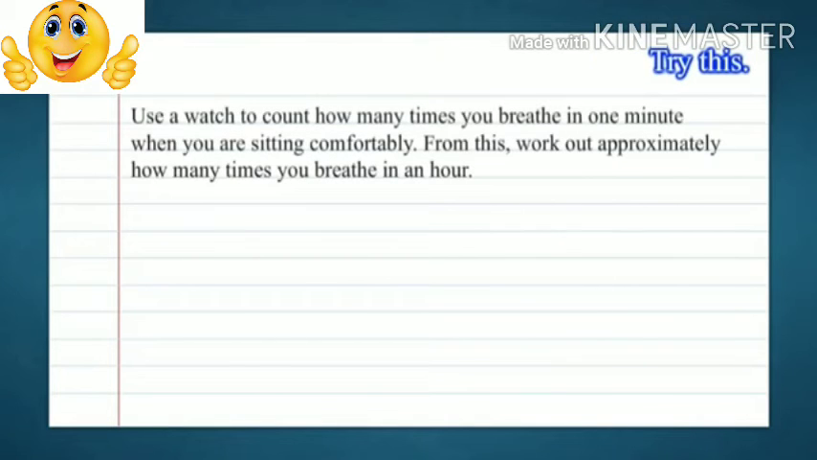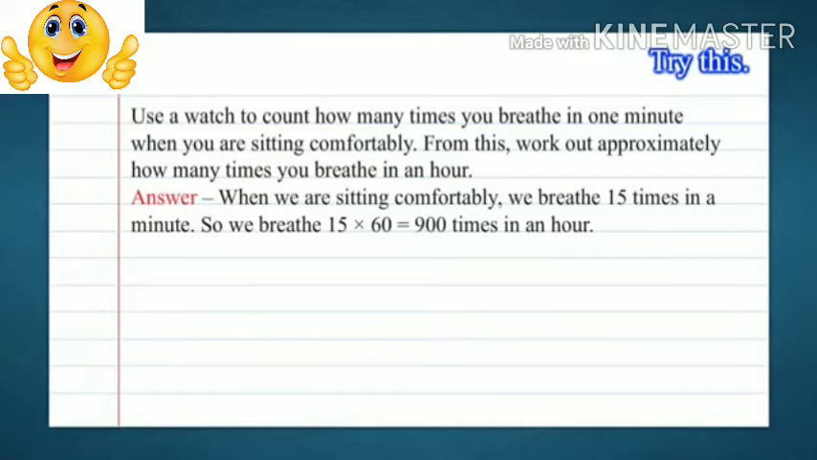Try this. Use a watch to count how many times you breathe in 1 minute when you are sitting comfortably. From this, work out approximately how many times you breathe in an hour. Answer: when we are sitting comfortably, we breathe 15 times in a minute. So, we breathe 15 × 60 = 900 times in an hour.